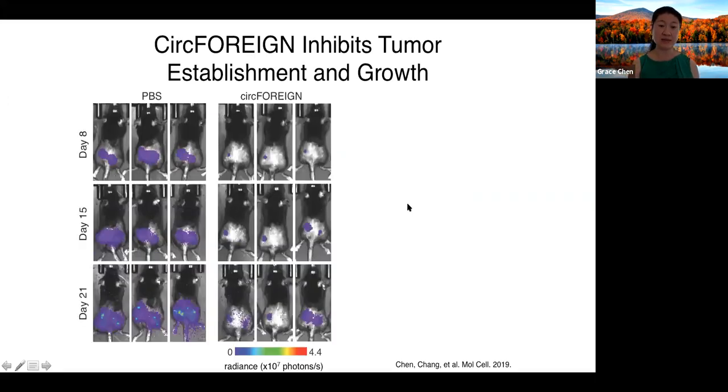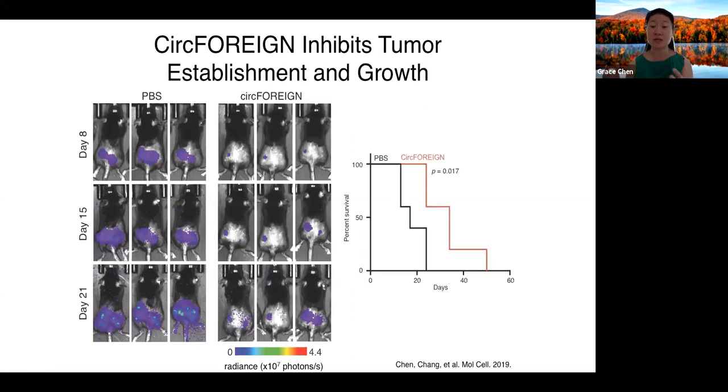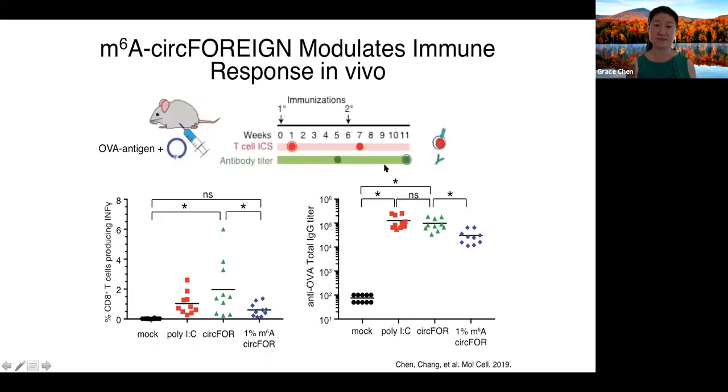And we can see, based on the images, that the tumors are also tagged with luciferase, so we can see them on the imaging. If we compare the mice that received the CircFOREIGN vaccination compared to the negative control mice, the mice that got the vaccination were far more protected against the initiation of the tumors, as well as the growth of the tumors. And in fact, this difference led to a doubling of the survival time for mice that received the CircFOREIGN compared to the mice that received just the negative control.